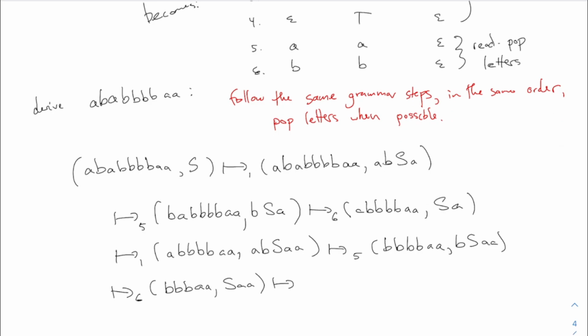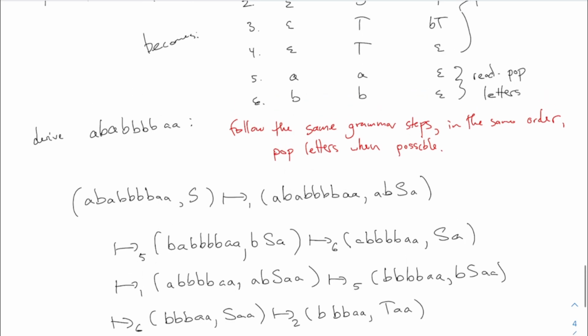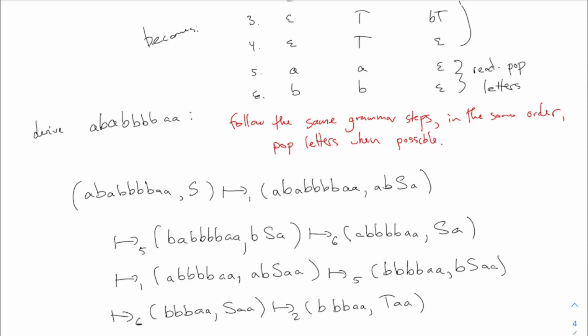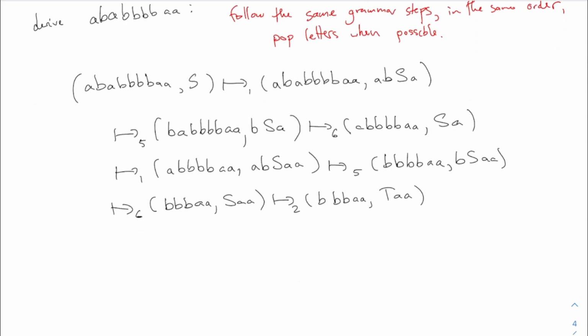By rule number 2, there were other choices I could have made in this step, but I'm going to do number 2 because I know that's the one that works out in the grammar. TAA. All right? And then, again inspired by what I did in the grammar next, I did T goes to BT 3 times. So I'm going to do that. That is rule number 3, epsilon, T, BT. Number 3 is an epsilon read, so the string stays the same. T goes to BT means now BTAA.